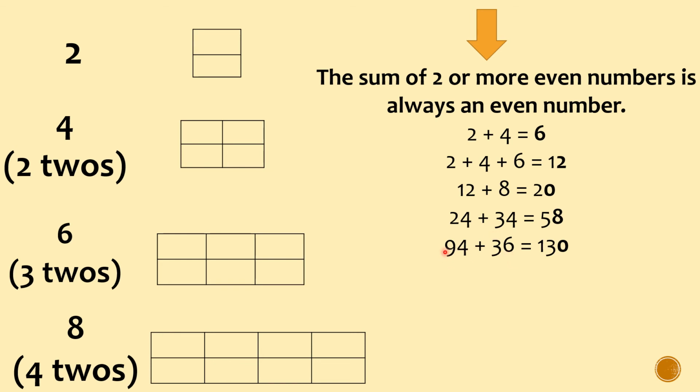94 plus 36, if I add them together, 130. 94 is an even number, 36 is an even number, and 130, you look at the digit in the ones place, it is 0, and 0 is an even number. 2 zeros are 0. So 0 is an even number. That means the whole number 130 is an even number. You need to remember this fact that the sum of two or more even numbers is always an even number.